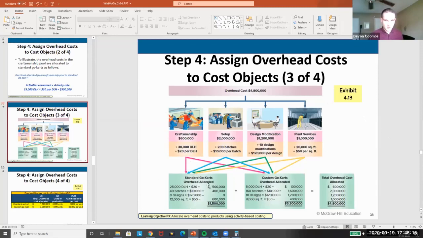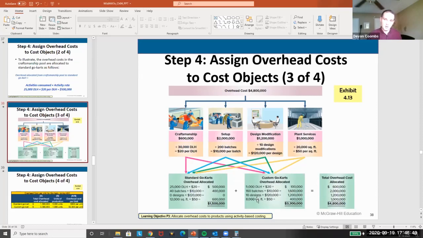And then they're saying standard go-karts. You could do it by department or product. If we're doing process costing, product by if it's a job costing. So they're saying here, if we're doing go-karts, the standard go-kart allocation uses 25,000 direct labor hours, 40 batches, didn't need any designs, and used 12,000 square feet of space, which resulted in $1.5 million. Again, we're using the same example.